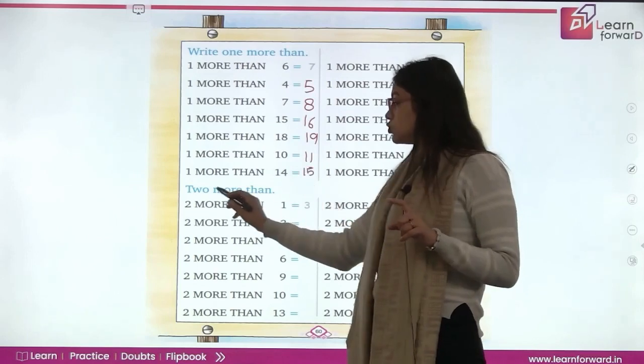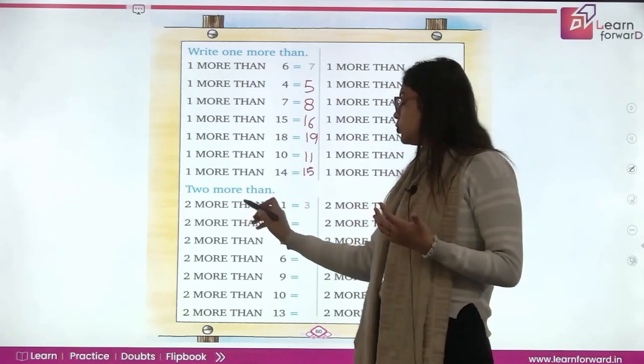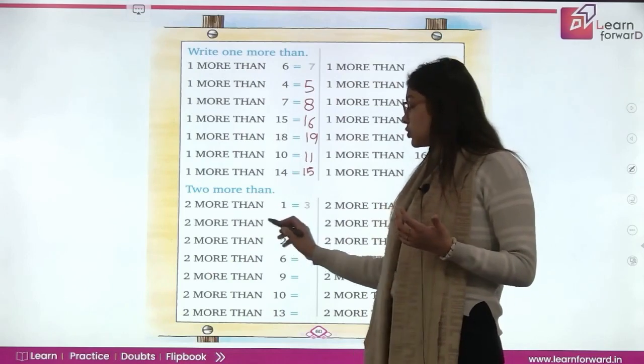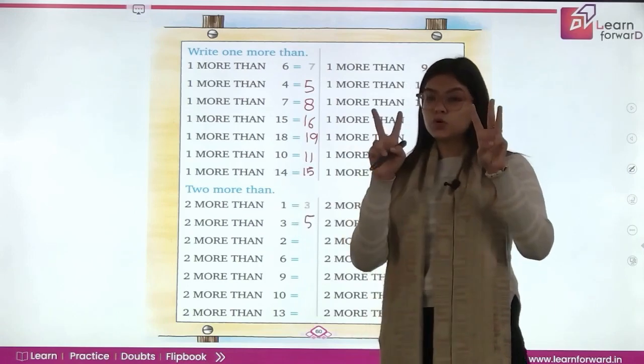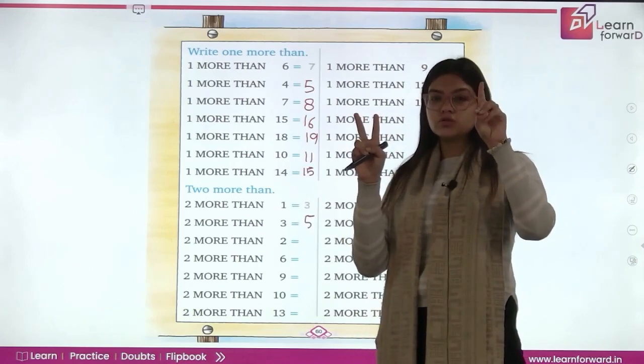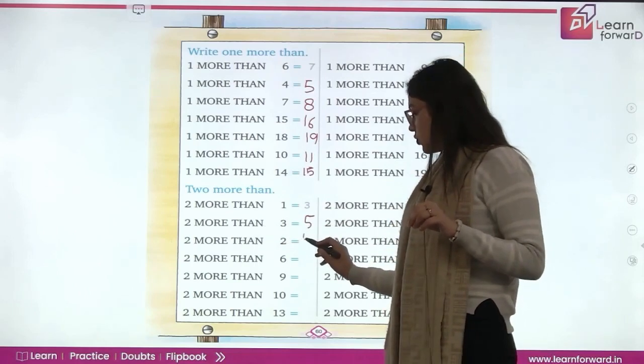Now 2 more than. अब 2 नंबर ज़्यादा लिखने, 2 ऐड करने हैं और 2 more than 1 is 3. 2 more than 3 is 5. अगर हम 3 में 2 more ऐड करेंगे, what it becomes? 1, 2, 3, 4, 5. So it becomes 5. 2 more than 2 is 4.